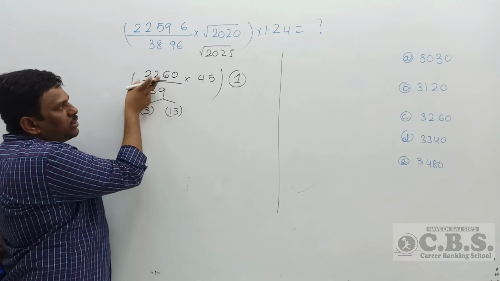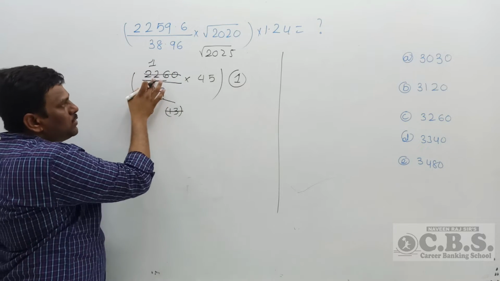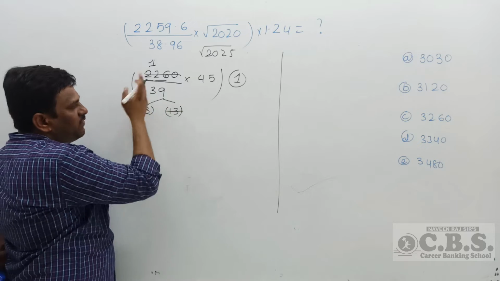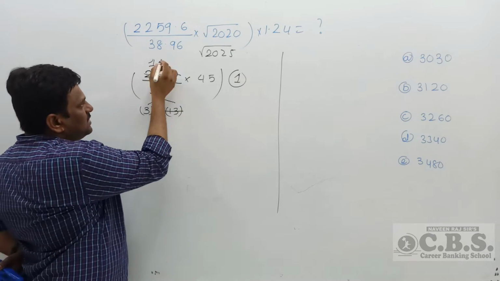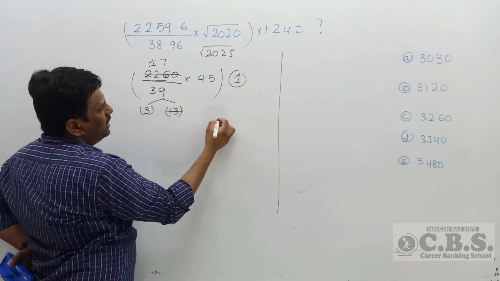As per 13, you can approximate this value. 13 how many times? 13 ones are 13. Get my point? So 13 ones are 13. So how much value is left? 96, so 13 sevens are 91. Okay, so 13 ones are 13. How much value left? 9 left, 96.